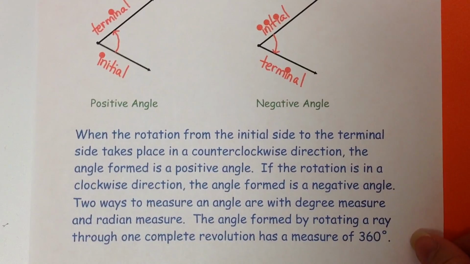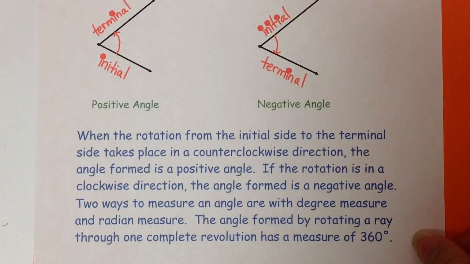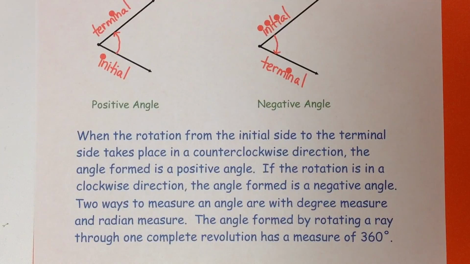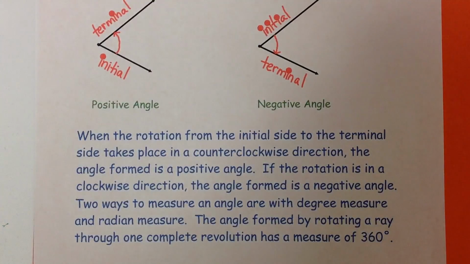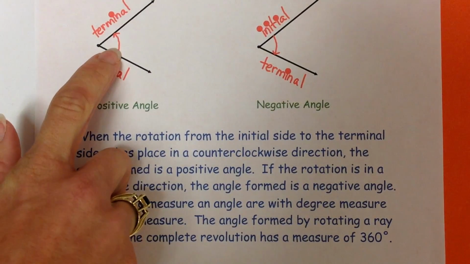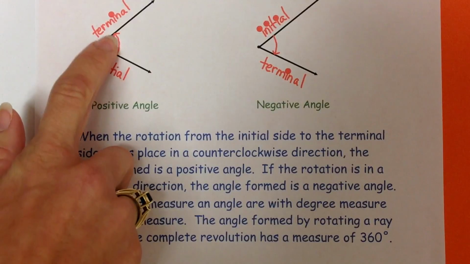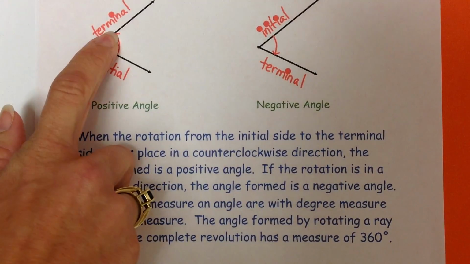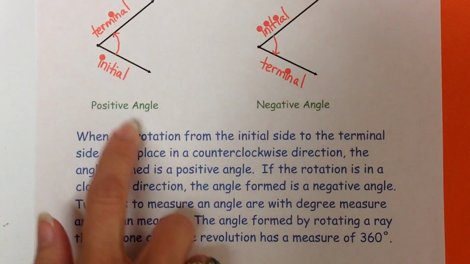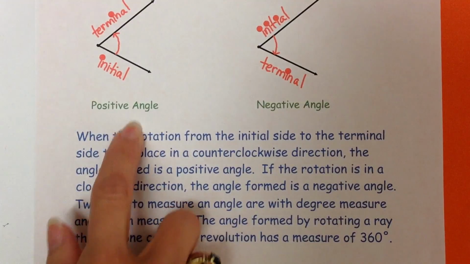Now, I also have these angles labeled as positive or negative, and that's what you see explained here in this bottom paragraph. It says when the rotation from the initial side to the terminal side takes place in a counterclockwise direction, of course that means opposite from your clock, the angle that's formed is a positive angle. So if you follow the rotation arrow of this first one, that's counterclockwise. That's the opposite direction that you go on your clock. That's always going to be a positive angle.